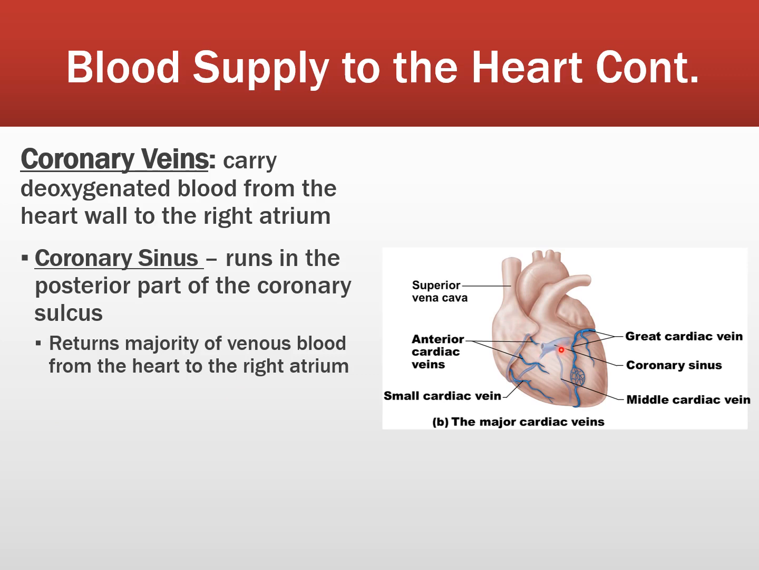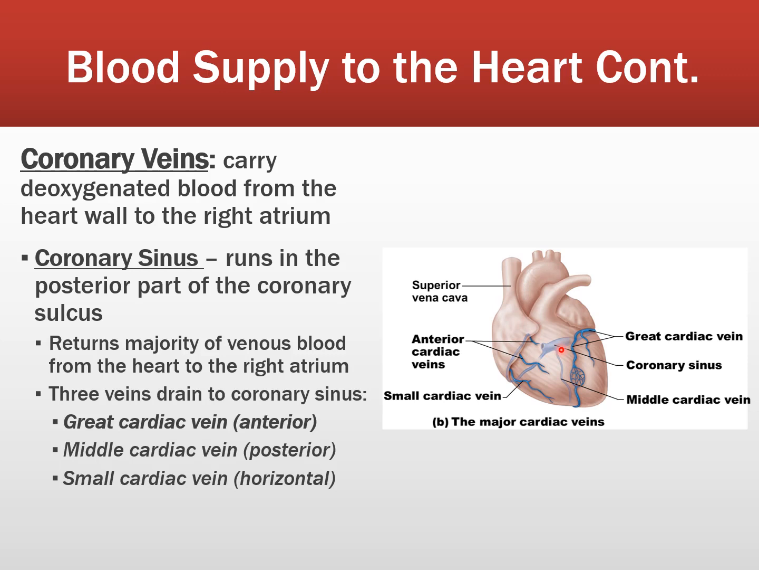So there are three major veins that are going to drain into the coronary sinus. On the anterior side, we have the great cardiac vein. It's going to come around and drain into the coronary sinus. On the back side, you have the middle cardiac vein. And then on this kind of right side, we have the small cardiac vein. Okay, so all three of these are going to dump into the coronary sinus, which is just a little bit of an enlargement of the vessel, which is why we call it a sinus.